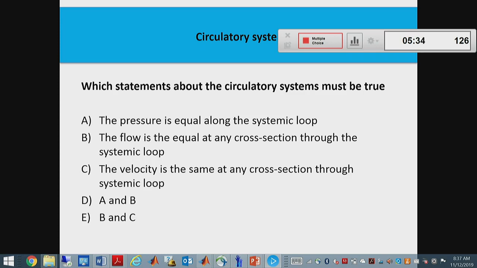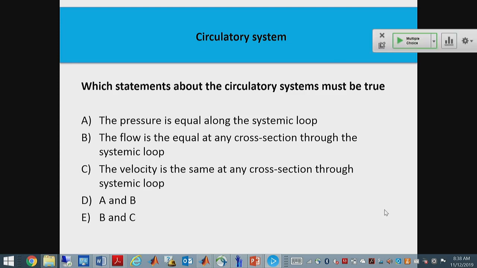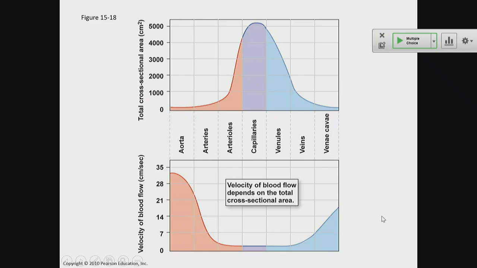They are very thin individually, but you have so many of them that in sum, they make the largest cross-sectional area. Okay, I'm going to close this. The largest cross-sectional area is in the capillaries, which also means that the velocity of flow is the slowest in that section of the body.